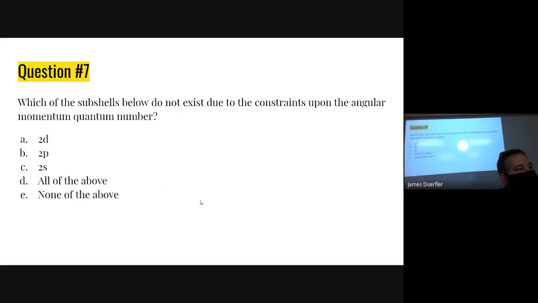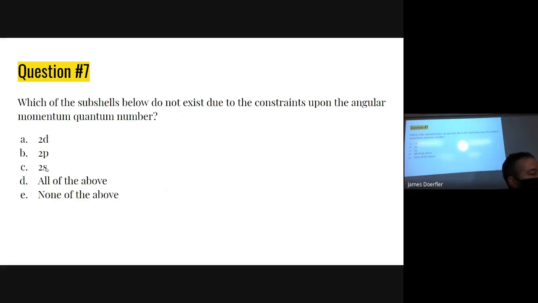Question 7. Yes, I changed format. Which of the subshells below do not exist due to the constraints upon the angular momentum quantum number? We have 2D, 2P, 2S, all of the above, or none of the above. Well, you've got to start thinking about this. What numbers do these letters represent? D represents 2, P represents 1, and S represents 0.